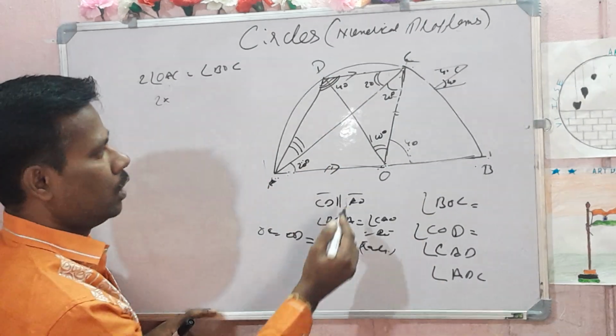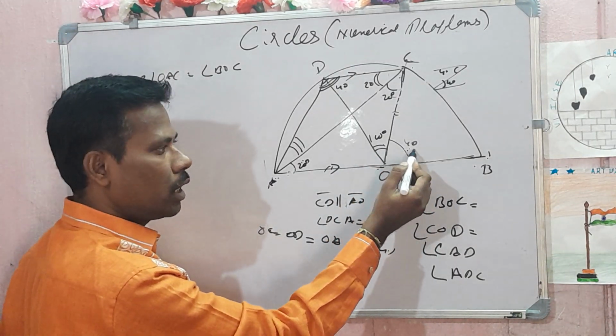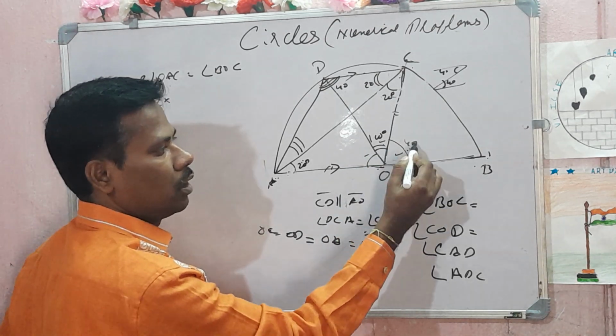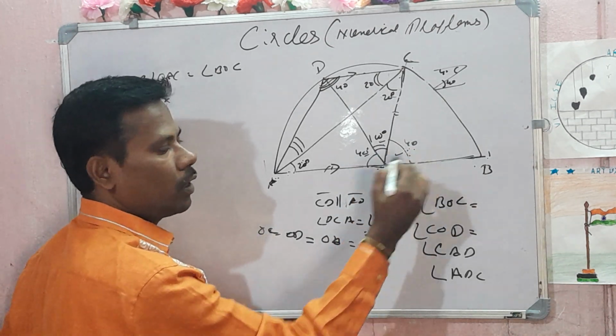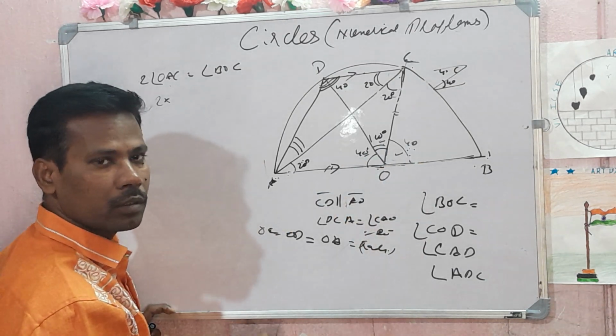Next. Again, total angle, straight angle measures 180. If this is 100, this is 40. Straight angle measures how much? This plus this plus this. 100 plus 40 plus 40 is 180 degrees, right?